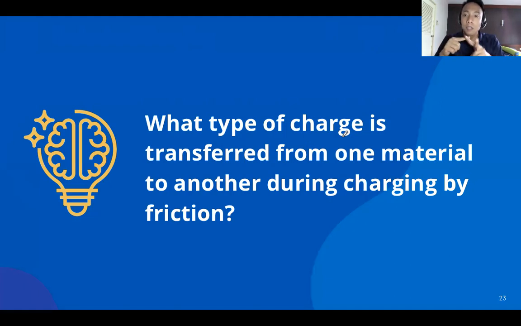Correct? Ano yung positive? Protons. Ano yung negative? Electrons. Okay, so what type of charge, is it the positive or negative, is transferred from one material to another during the charging by friction?